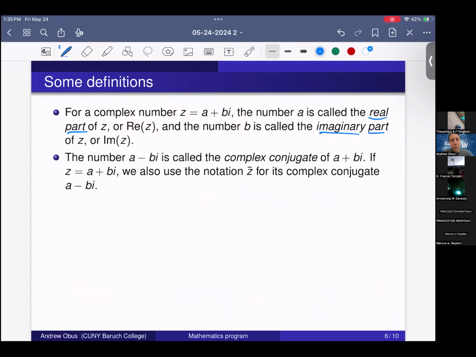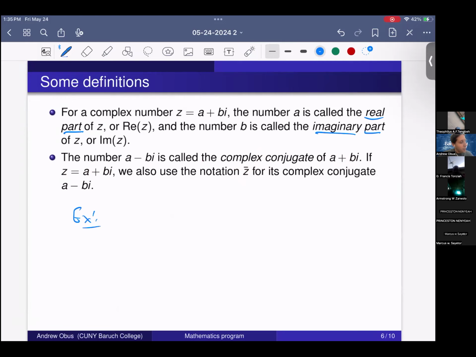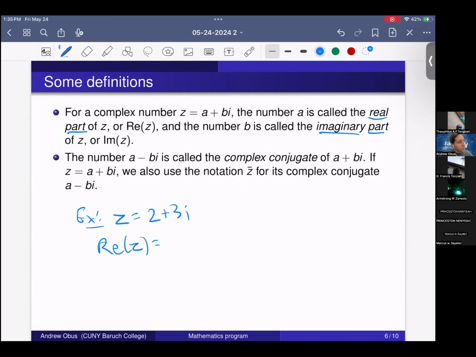So every complex number has a real part and an imaginary part. And then this number A minus Bi is what's called the complex conjugate of A plus Bi. And so sometimes if Z is equal to A plus Bi, then we use the notation Z bar for its complex conjugate. So as an example, let's say that Z is equal to 2 plus 3i, then the real part of Z is equal to 2. The imaginary part of Z is equal to 3, right? It's the coefficient of i, and the conjugate of Z, Z bar, is equal to 2 minus 3i.